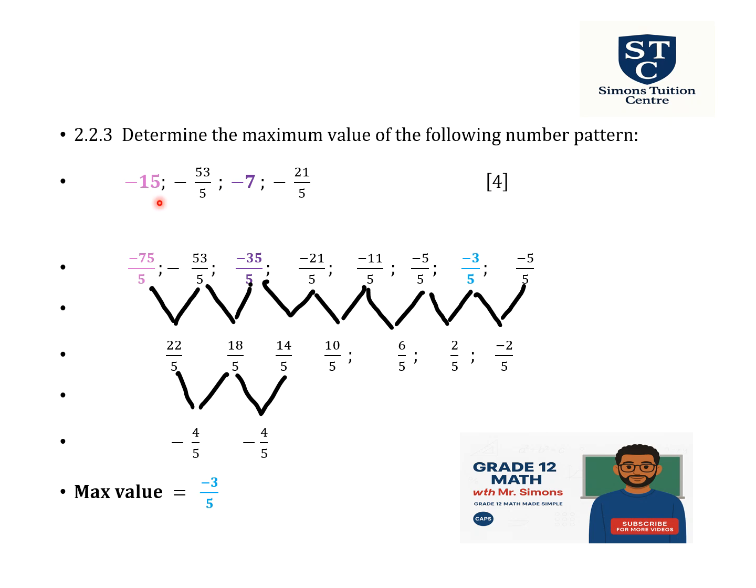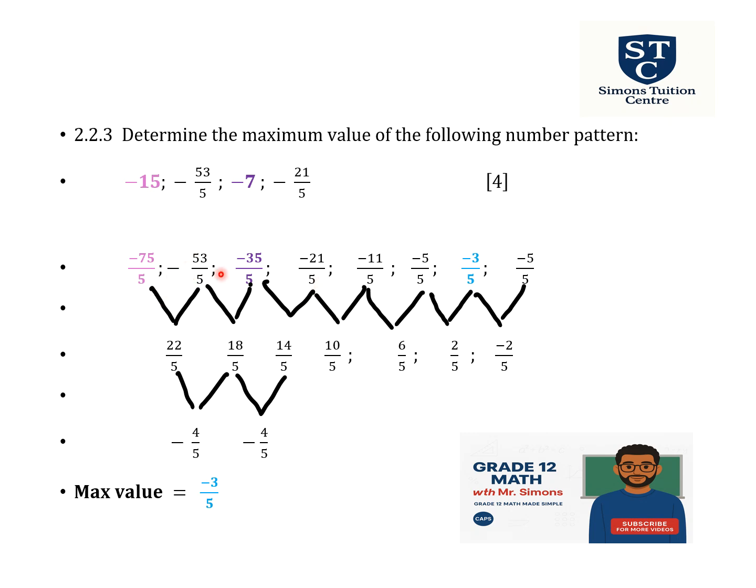So here they've given us negative 15, negative 53 over 5, negative 7, negative 21 over 5. So for me to solve without a calculator, I might just make them all the same fractions. Negative 15 times 5 gives me negative 75 over 5. So negative 75 divided by 5 would give me negative 15. But now my denominators are the same. Negative 7 times 5 gives me negative 35. Negative 35 divided by 5 would give me negative 7. So now they also have a denominator of 5 and then negative 21 over 5.